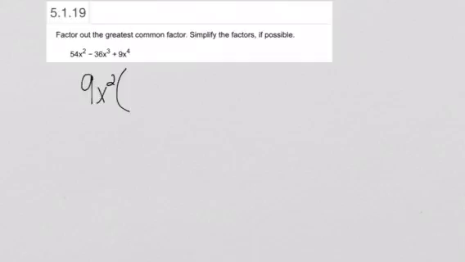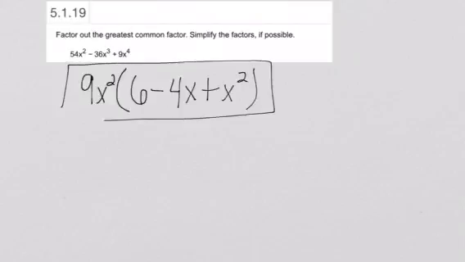And so when we do that, that leaves me, well, 54 divided by 9 is 6, so that leaves me with 6 minus 36 divided by 9 is 4. And then we have 3 x's and pull 2 out, so it's going to leave me with 1x in the middle. And then plus 9 divided by 9 is 1, x to the fourth divided by x squared leaves me with x squared. And there is my factored form. Alright, and again, if you want to check your answer, you can just multiply it through, and it gets you back to where you started.